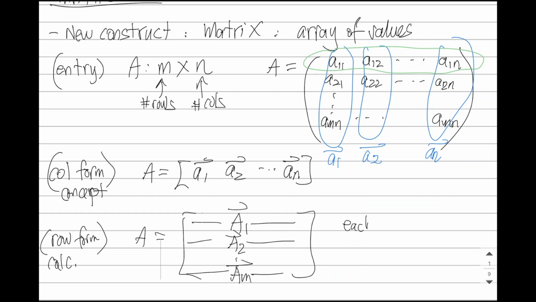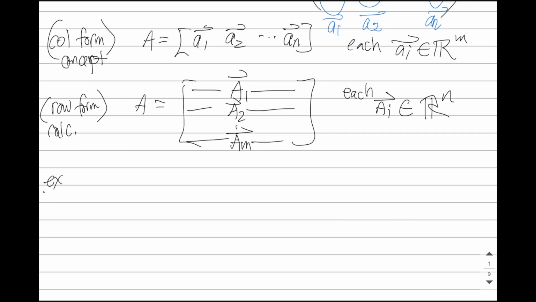Each one of these Ai's is a vector that has n entries, because remember, it has to go across all of the columns, whereas in the column form, each one of the little Ai's is a vector with m entries, because it has to encompass all of the rows of the matrix.